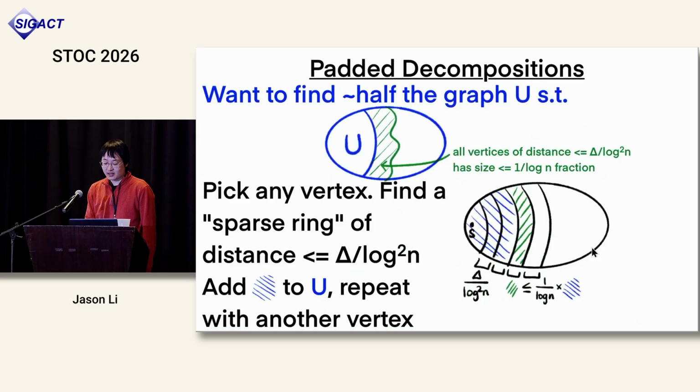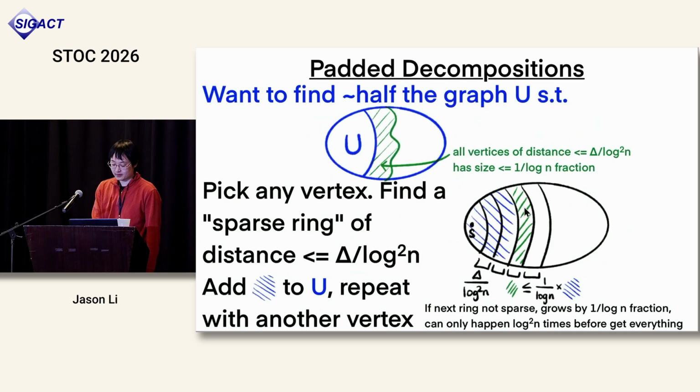And we'll add the blue part to U. We'll call the green part the padding, and we'll just repeat this. The point is, we should be able to find a sparse ring eventually, because if the next ring is not sparse, then the total size must grow by a 1 over log n fraction. And this can only happen log squared n times before you reach everything. So you'll find a sparse ring eventually.